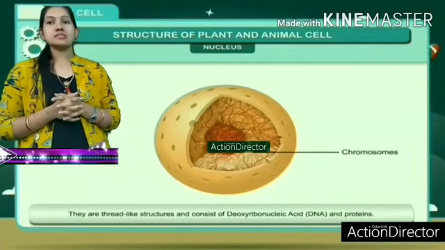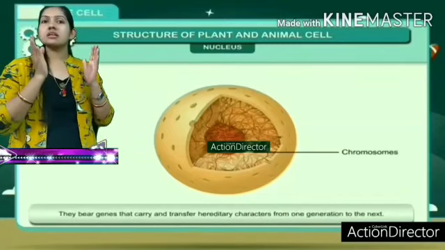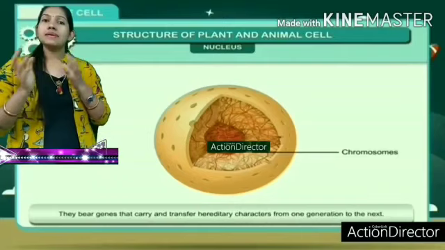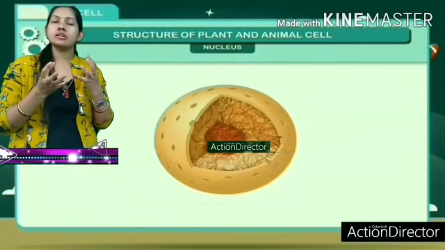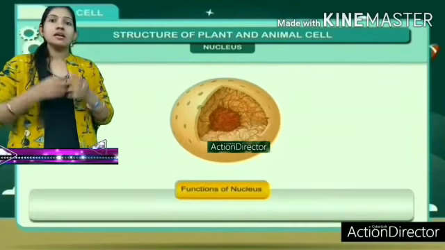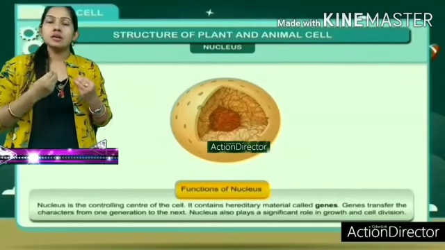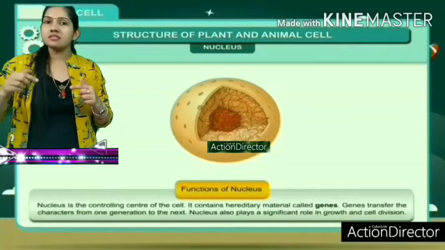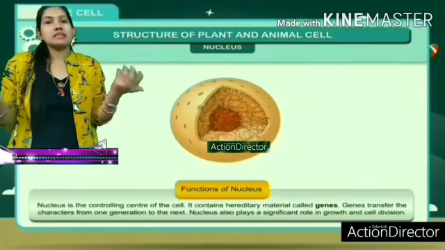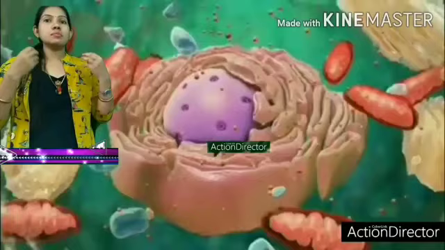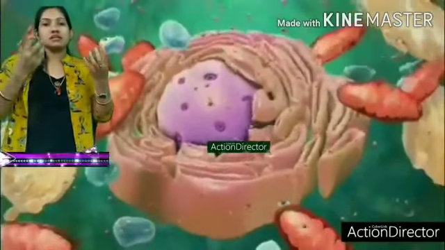Chromosomes actually contain DNA, deoxyribonucleic acid. DNA is the bearer of hereditary character. What do you mean by hereditary character? The character which transfers from our parents to us, from their parents to our parents. That's why we look similar to our parents. That is called hereditary character. So the main function of the nucleus is to bear the character.